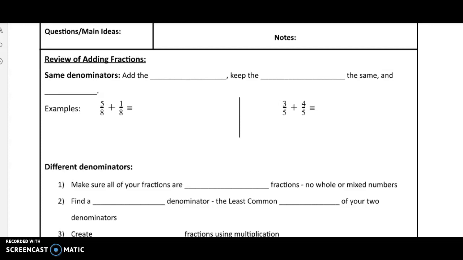All right, so review of adding fractions. So when we have the same denominators, we add the numerators. We keep the denominators the same, and then we simplify. So remember that the numerator means the top of our fraction, and our denominator means the bottom of our fraction.